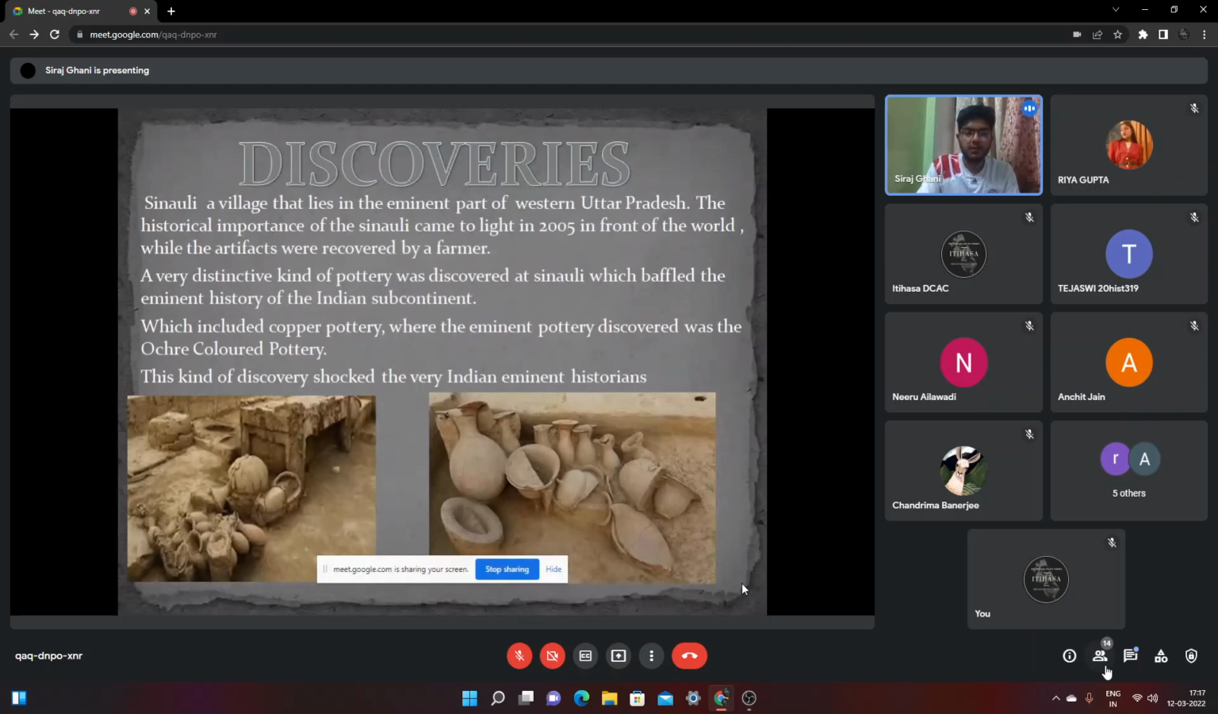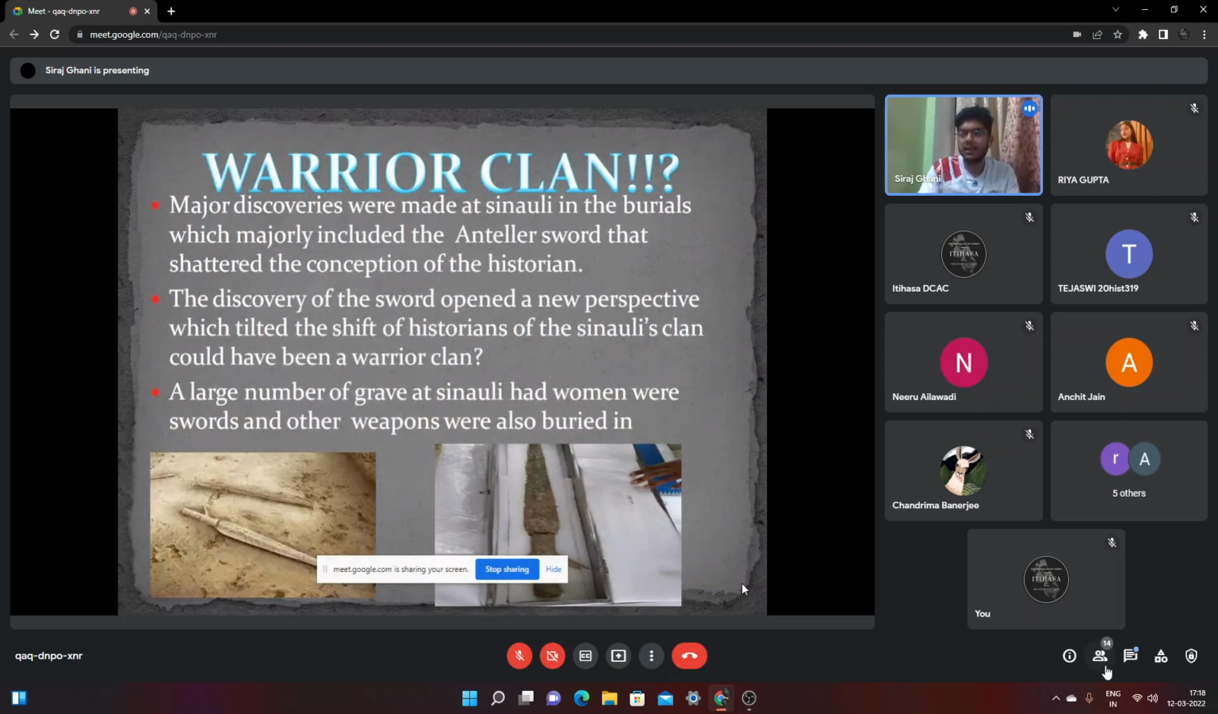The villagers of Sinoli were really fascinated at how this could be in their village and how culturally and historically rich their village could be. There were several baffling discoveries made from Sinoli, which included ochre-colored pottery, copper ornaments, gold ornaments, and certain kinds of jewelry. As we have seen, burials are the best sources for interpreting history, in terms of how culturally and historically rich ancient people were.